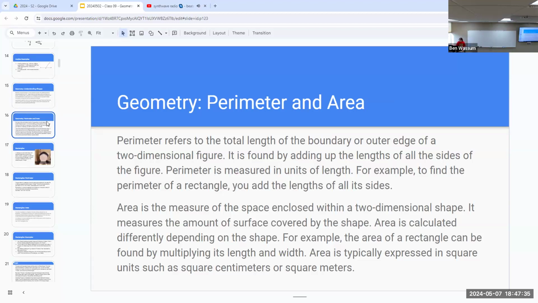So perimeter is the length of the boundary or outer edge of a two-dimensional figure. So distance around it.